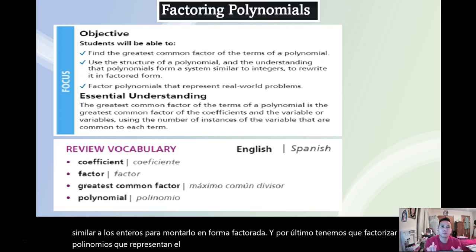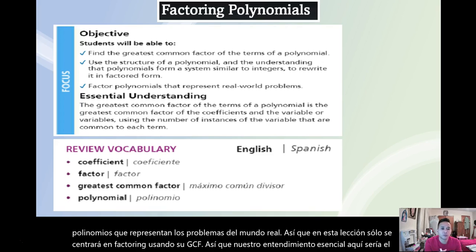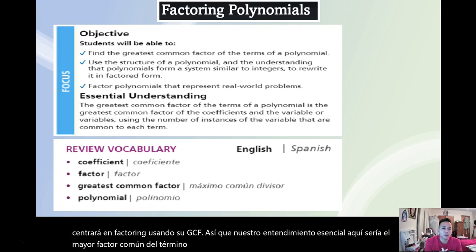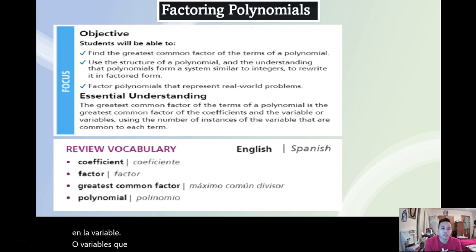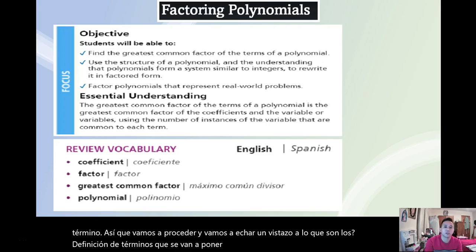So in this lesson, we'll focus only on factoring using your GCF. Our essential understanding here is that the greatest common factor of the terms of the polynomial is the greatest common factor of the coefficients and the variable or variables, using the number of instances of the variable that are common to each term. So let's proceed and take a look at the definition of terms that we're going to use in this lesson.